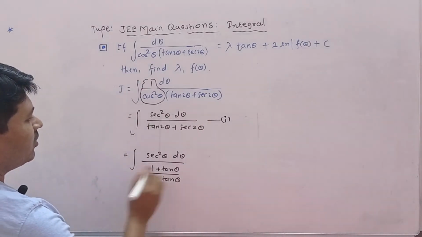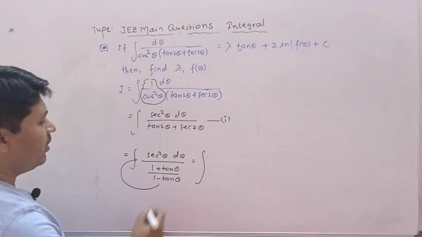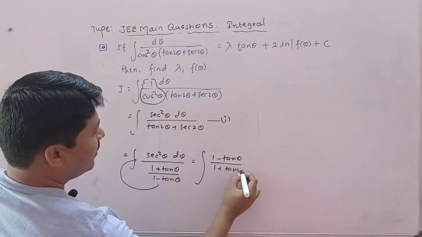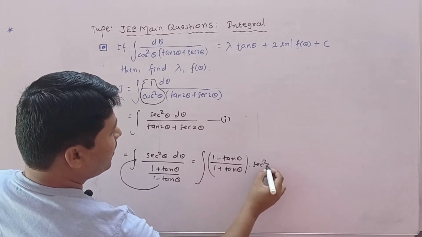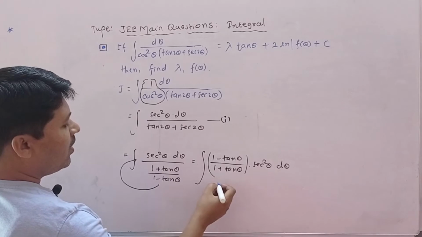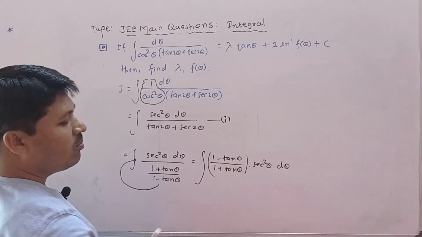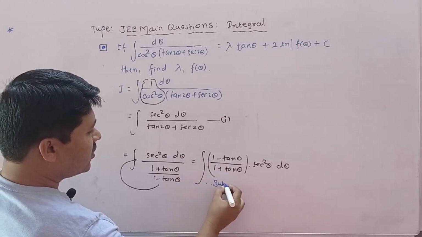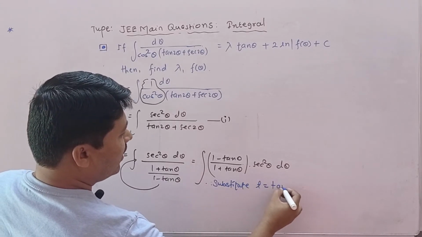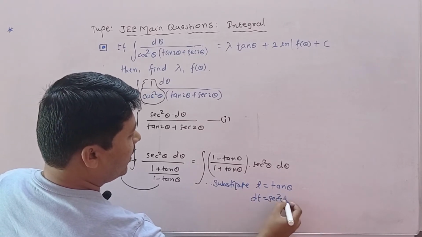Now we move on with the solution. This integration becomes the integral of (1 minus tan theta) divided by (1 plus tan theta), into sec square theta d theta. Now we can use the substitution method, because the derivative of tan theta, which is sec square theta, is present in this integral. Therefore we substitute t equal to tan theta, and we get dt equal to sec square theta d theta.